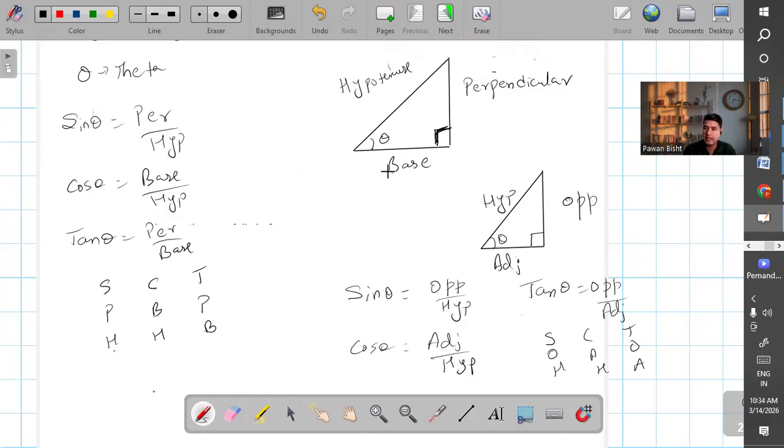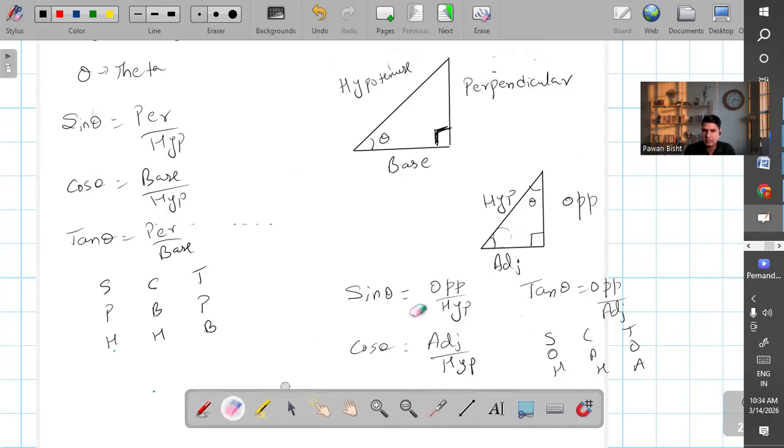It depends on the angle that we are talking about, right? Right now we are talking about this angle theta, so this is opposite. But if I change the angle from here to here, now this is my theta, so my opposite and adjacent will also change. In this case, this will become opposite and this will become adjacent. Clear? Same here, if we are talking about this angle theta at the top, this will now become my perpendicular, and this becomes the base.